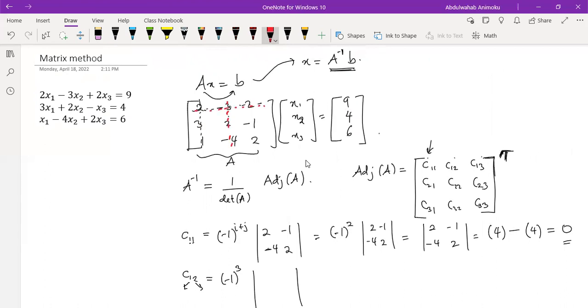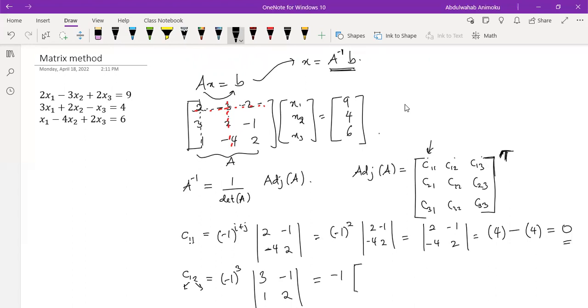Once we do this, what do we have left? We have 3, -1, 1, 2. Okay, so that's what we have: 3, -1, 1, 2. Now let's find this. -1 raised to power 3 is -1, right?